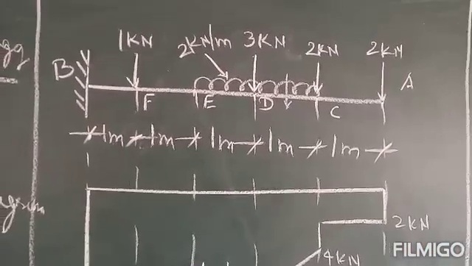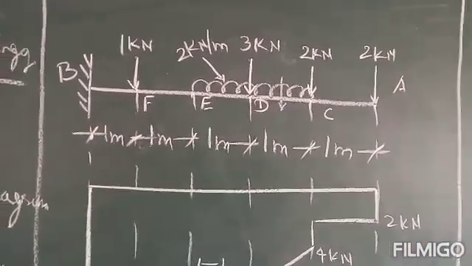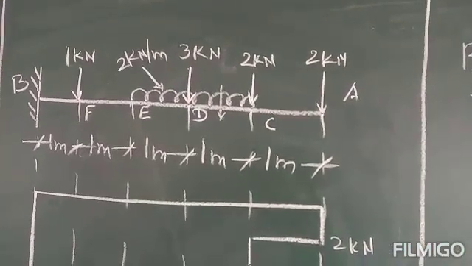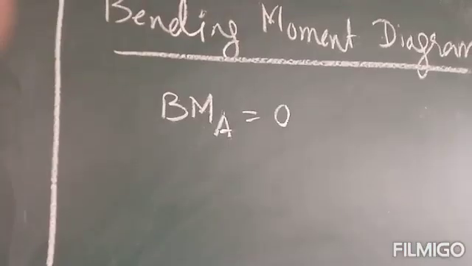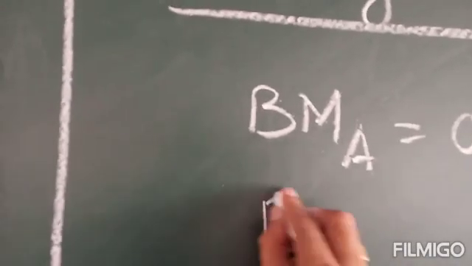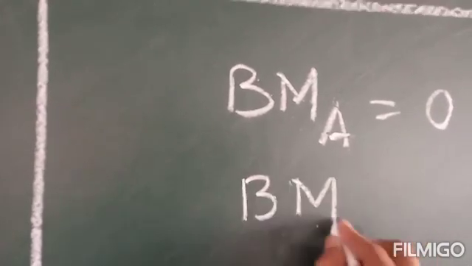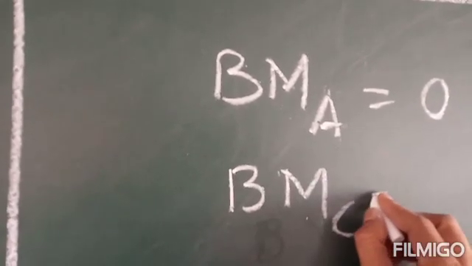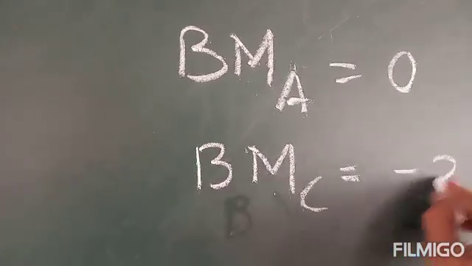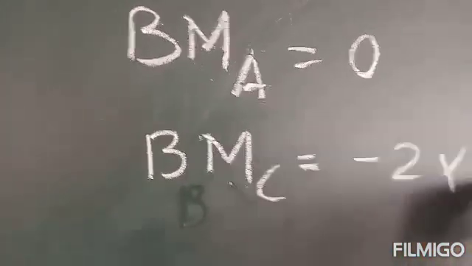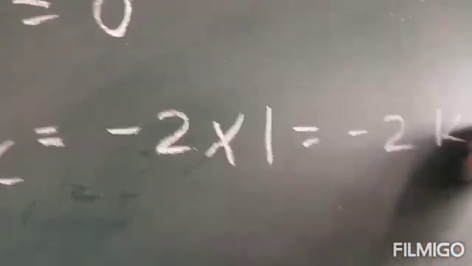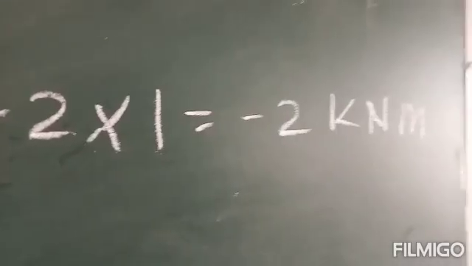Next we have to calculate the bending moment. So here the bending moment at point A is 0. Bending moment at A is 0. Next, bending moment at point C. For calculating this, we have to take -2 into 1. This comes to -2 kilonewton meter.